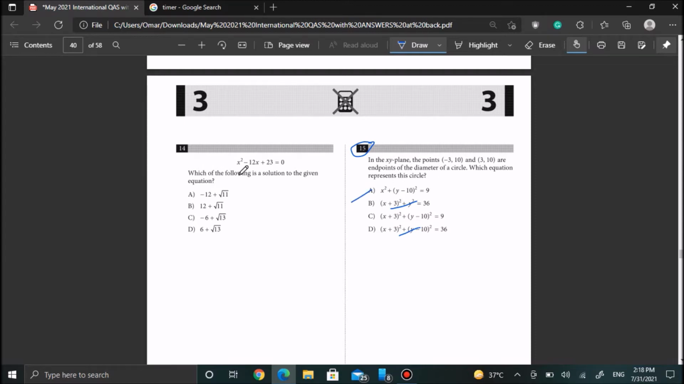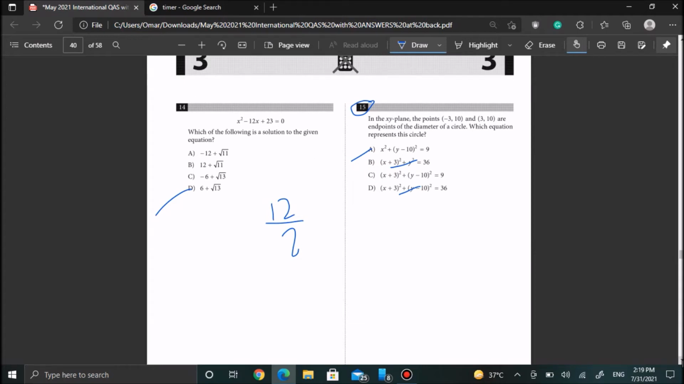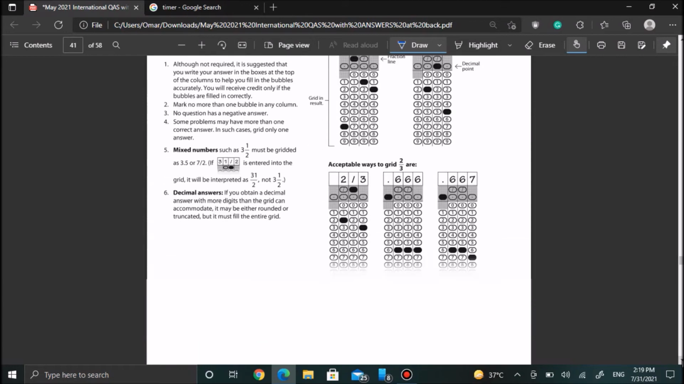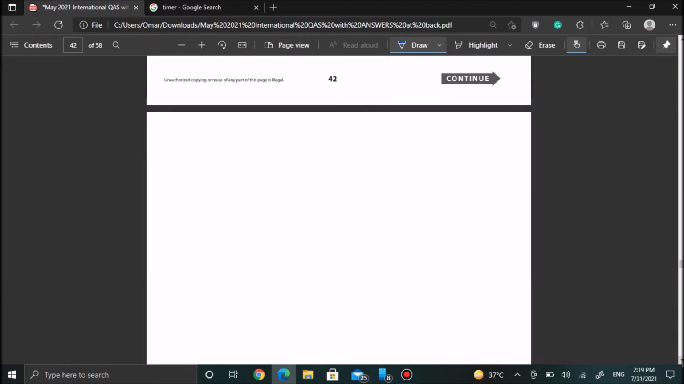Which of the following is the solution to the given equation? The first thing you do is say negative b over 2a. Negative b is 12 over 2a, which is 2. That's 6. The answer is D. Immediately. This is how you solve questions, guys. Negative b, 12 over 2a. Yeah, the answer is 6. I'll explain to you how I solved this one quickly, but let's move on because I'm quite slow and I'll run out of time at the end because I'm talking a lot.